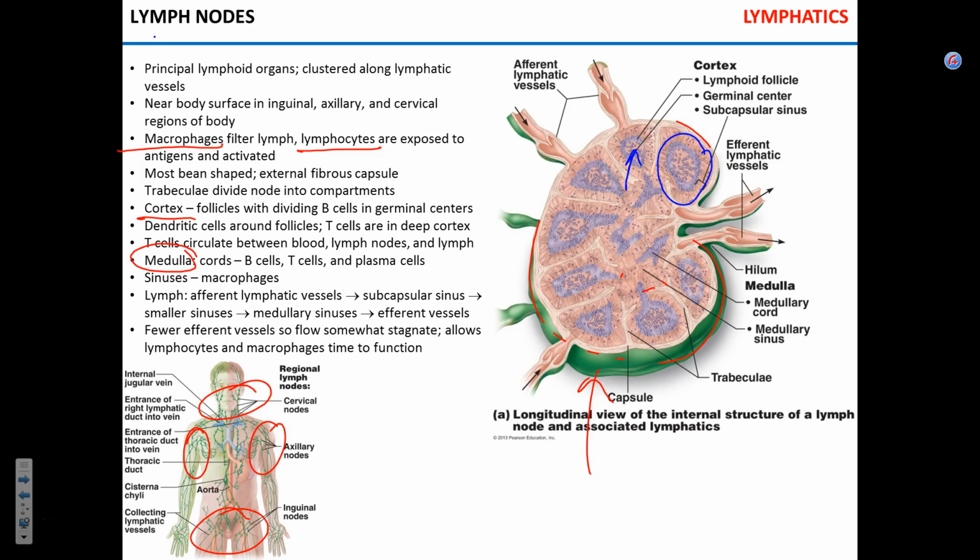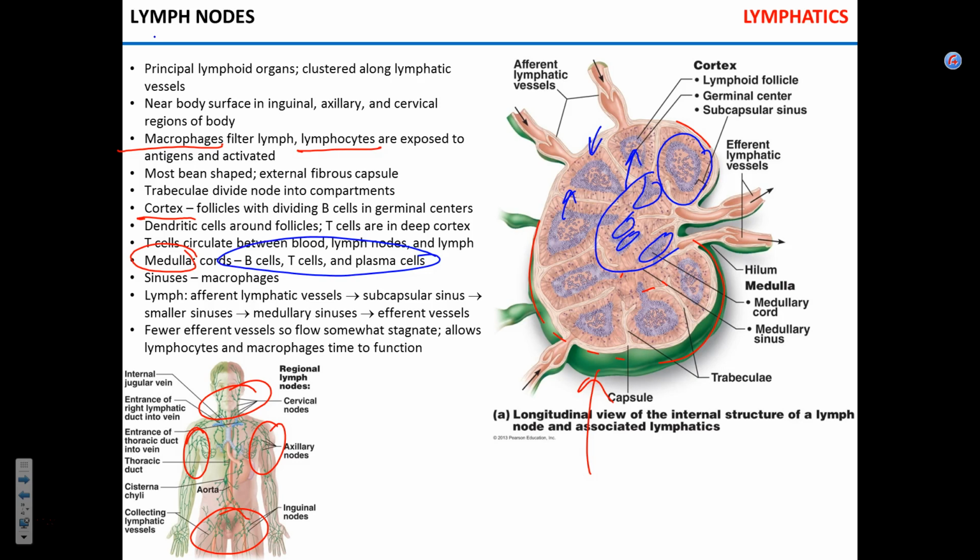Okay, around the follicles, dendritic cells can be found. Remember, dendritic cells are necessary for the antigen presentation to T cells. And that's what they do. They present antigen to T cells found in the deep cortex and in the medulla. Now in the medulla, in these medullary cords, you can find B cells, T cells, and finally plasma cells.